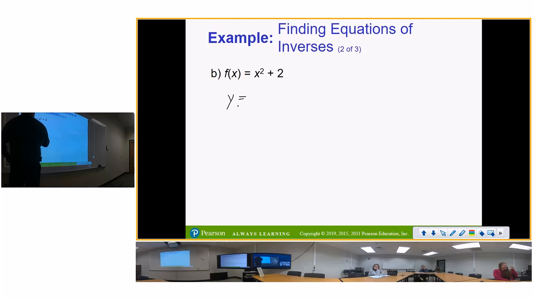y is equal to x squared plus 2. Somebody complained today, said I talk too much about alcohol.